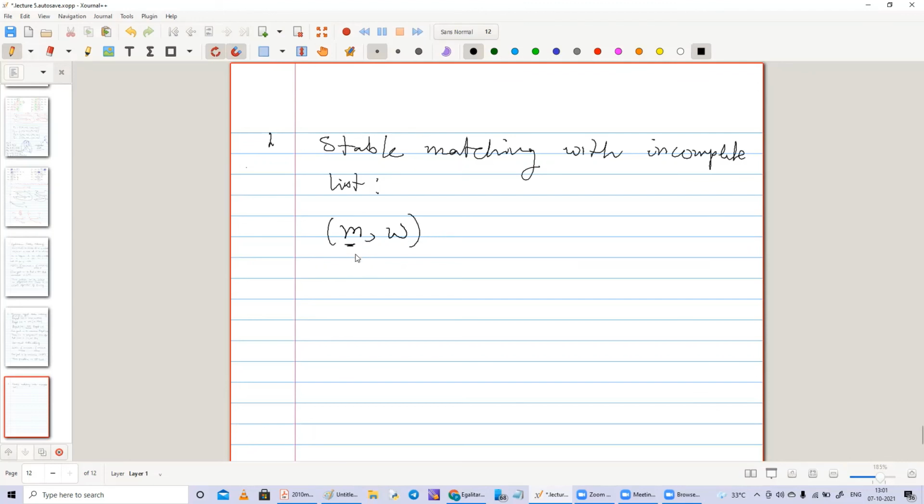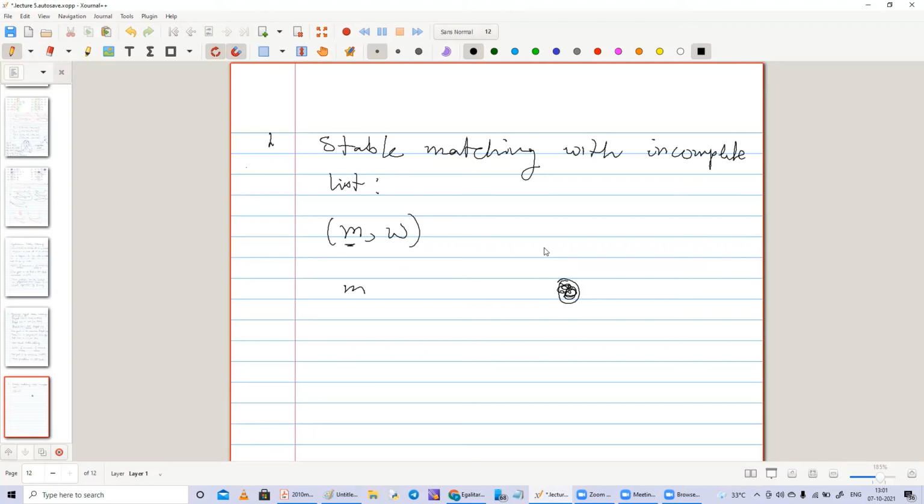M may want to remain unmatched rather than be matched with W, and similarly W may want to remain unmatched rather than get matched with M. In that case, we remove W from the preference list of M, and in that way we get an incomplete preference list for M.